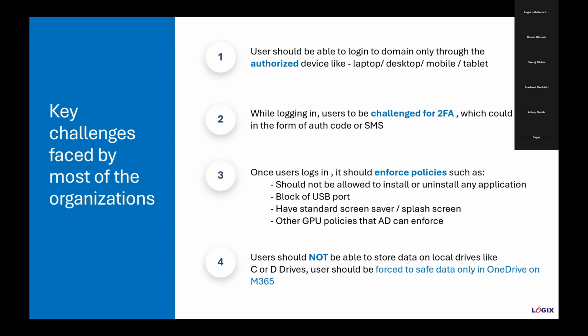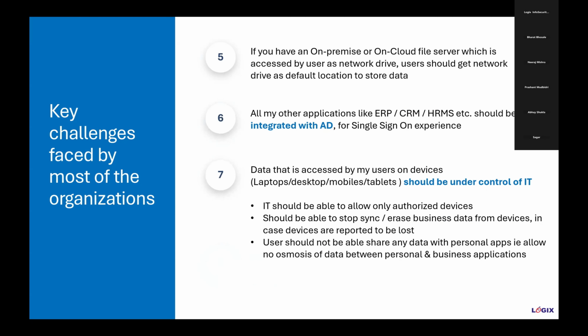They still have the liberty to store data on their local C drive, D drive, which is a vulnerability point. So you would want to force them not to store data on the C drive and D drive, but to store it on Google Drive or OneDrive. If you have an on-premise NAS server where you want the user to store data, that also should be enforced, and local access on the machine should not be allowed.